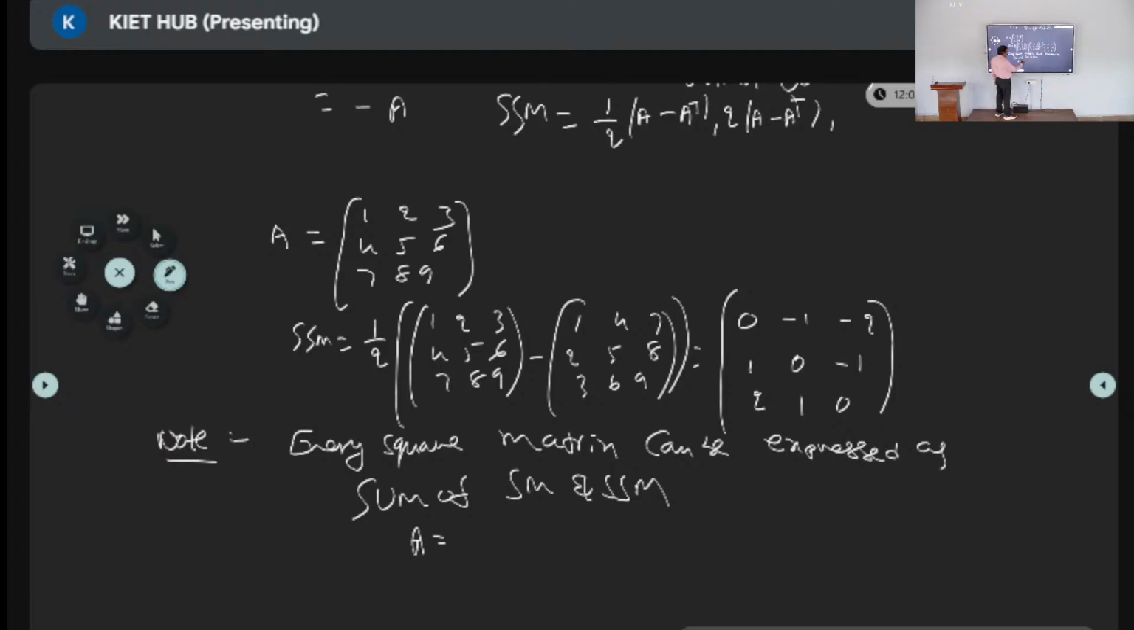A is equal to half A plus A transpose plus half A minus A transpose. That is the answer. Any square matrix can be expressed as the sum of symmetric and skew symmetric. So we have one previous GATE question based on this. Every square matrix can be expressed as sum of symmetric and skew symmetric matrix.